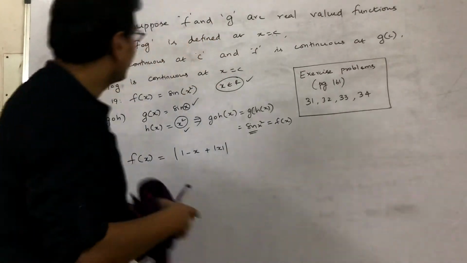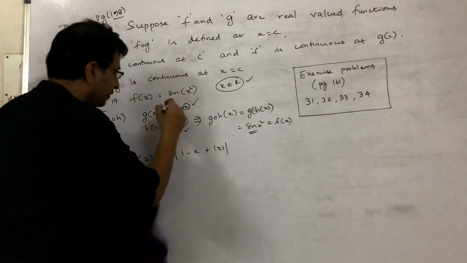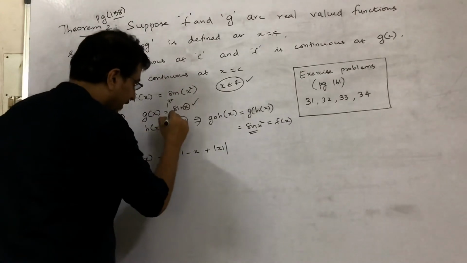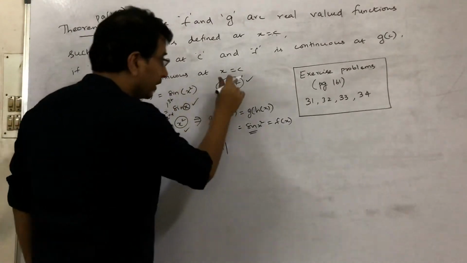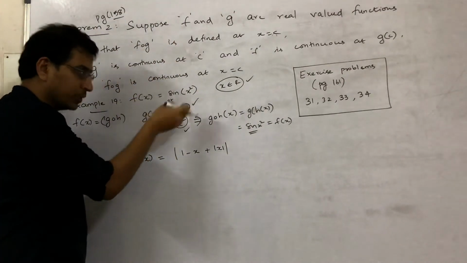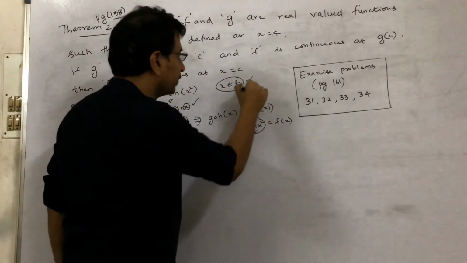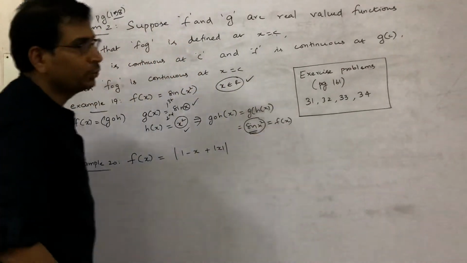As I told you, first and second: since the first function is continuous and the second function is continuous in the given domain, the composition of these two functions will also be continuous. That means sine of x square is also a continuous function in the domain x belongs to R.